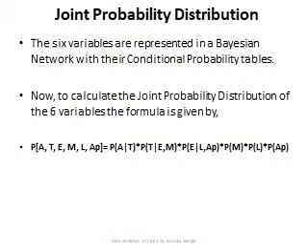Now, here we need to understand the concept of joint probability distribution also, because we have six variables which we have represented in this network and with their tables. So, to calculate the joint probability distribution of these six variables, we can write it like this in this last line.